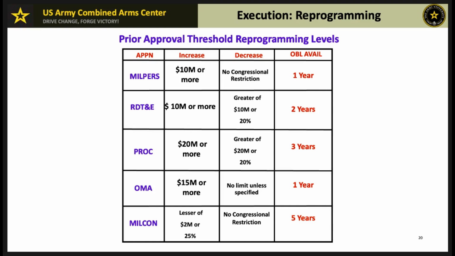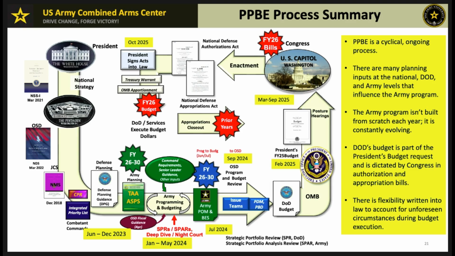Reprogramming allocates funds within the same appropriation or transfers them between appropriations to address financial shortfalls or adjust for unforeseen needs. This process is governed by dollar thresholds and requires congressional approval or notification. Transfers between appropriations cannot occur without Congress's prior written consent, submitted through a congressional reprogramming request, a DD 1415.